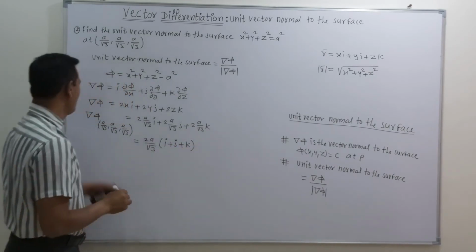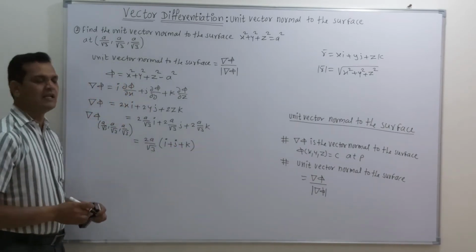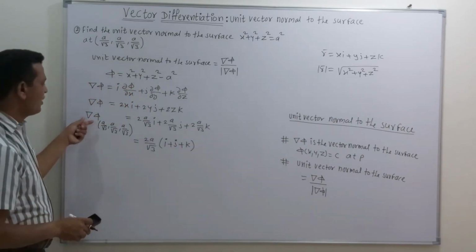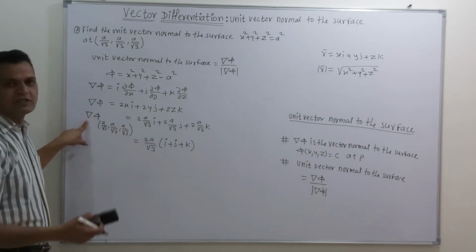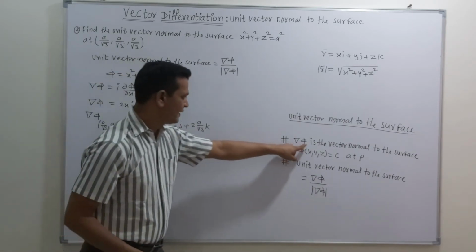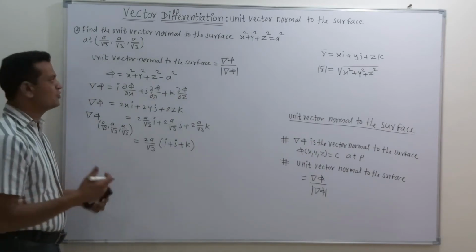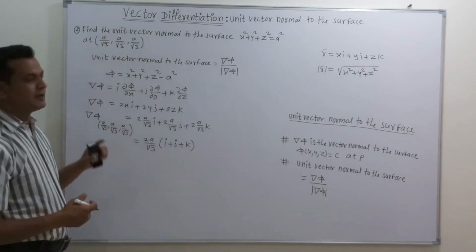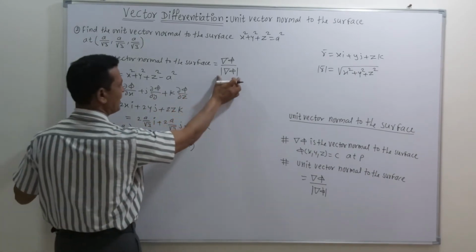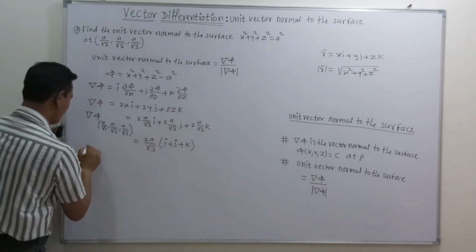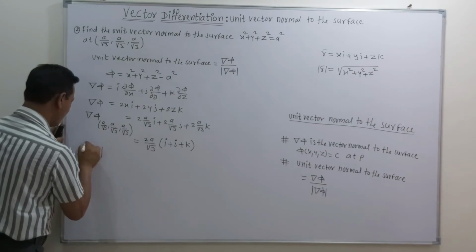So this way we get the value of gradient of phi or del phi, which is also called the vector normal to the surface. So this del phi denotes the vector normal to the surface. But our aim is to find the unit vector normal to the surface. For this, this is the formula. So find the magnitude of del phi.